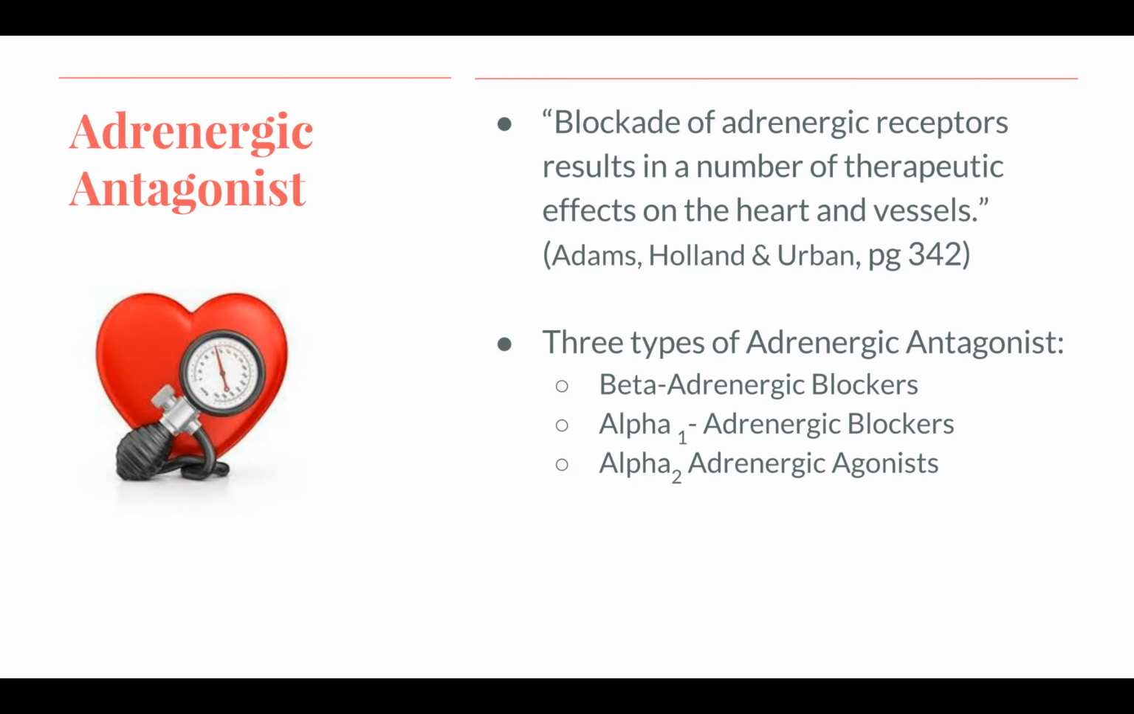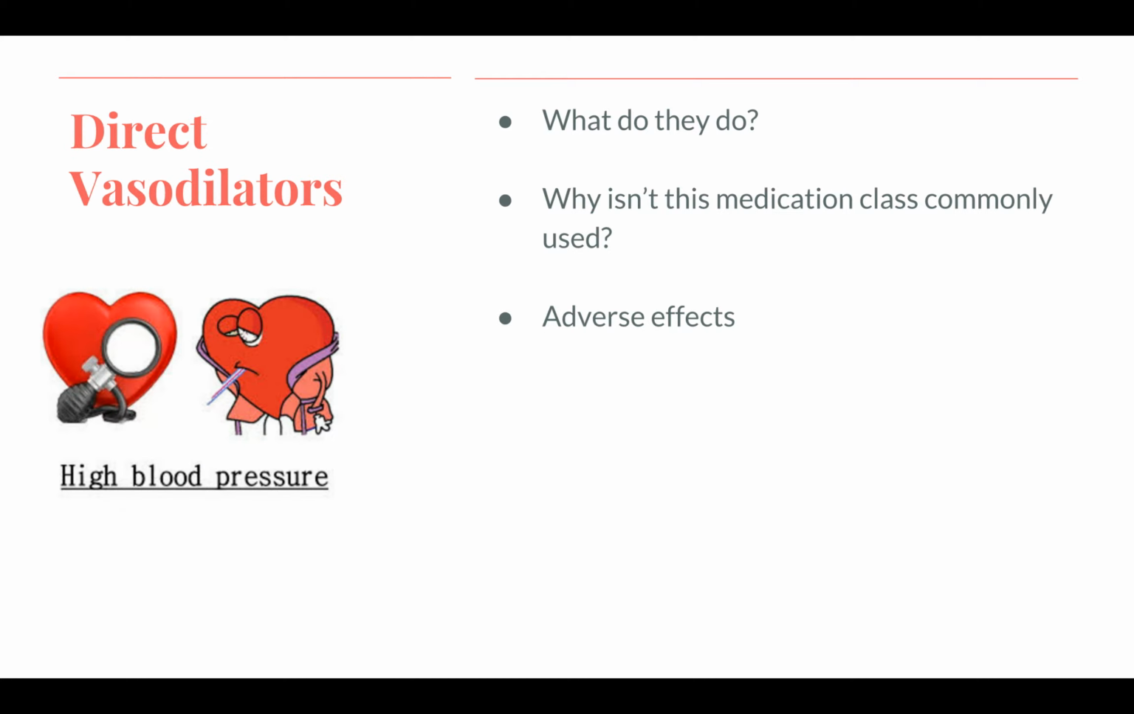Alpha-2 adrenergic agonists decrease the outflow of sympathetic nerve impulses from the central nervous system to the heart and the arterioles. Direct vasodilators are the next class of drugs we'll talk about, and they cause direct vasodilation and relaxation of arterial smooth muscle. This class of drug is not commonly used anymore because of the serious adverse effects.